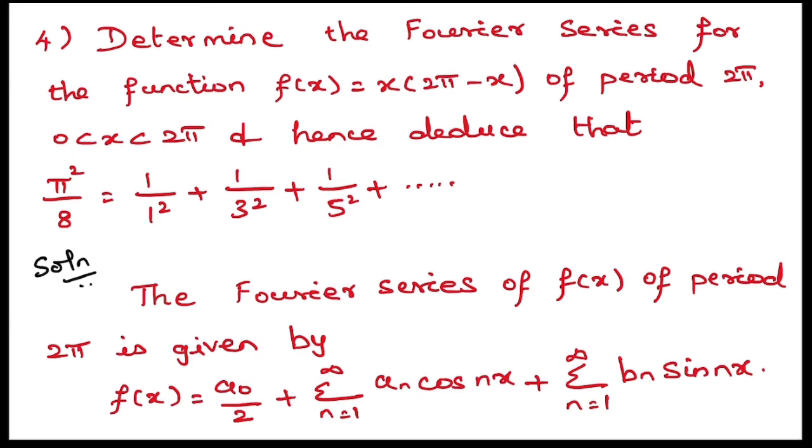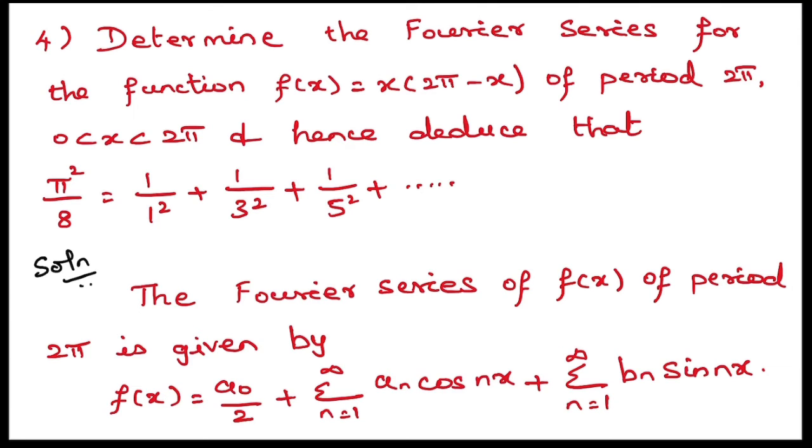Next problem, determine the Fourier series for the function f of x is equal to x into 2 pi minus x of period 2 pi, that is 0 to 2 pi, and hence deduce that pi square by 8 is equal to 1 by 1 square plus 1 by 3 square plus 1 by 5 square plus etc.